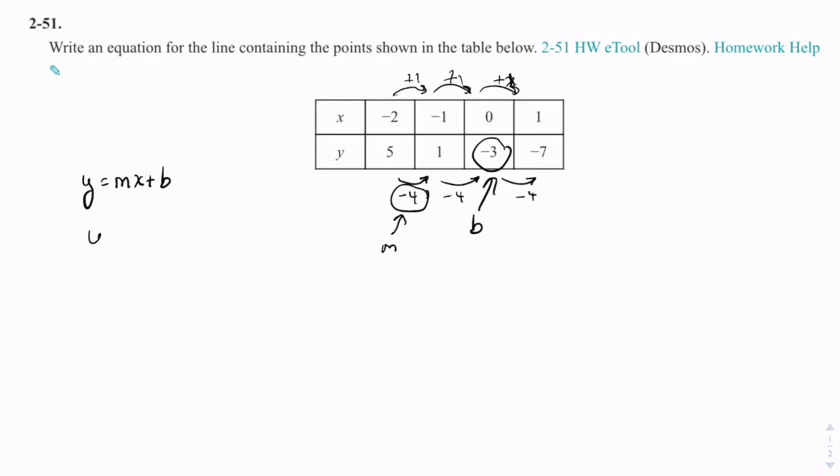So now I can just write the equation. Y equals m, which is -4x, plus b, and b is -3. So I don't write plus -3, I just write -3. So the equation of this line that's represented by the table is y equals -4x minus 3.